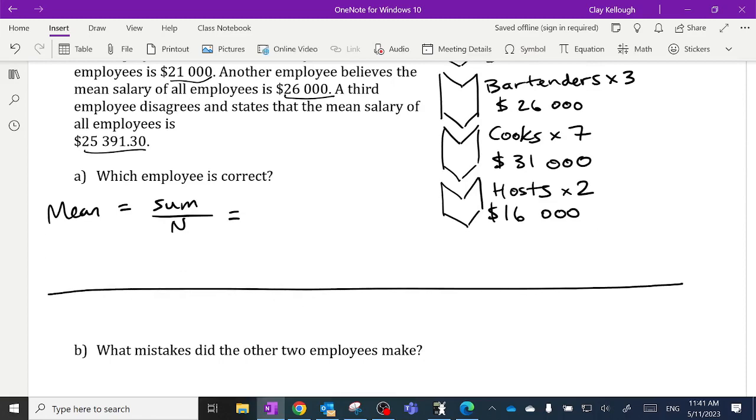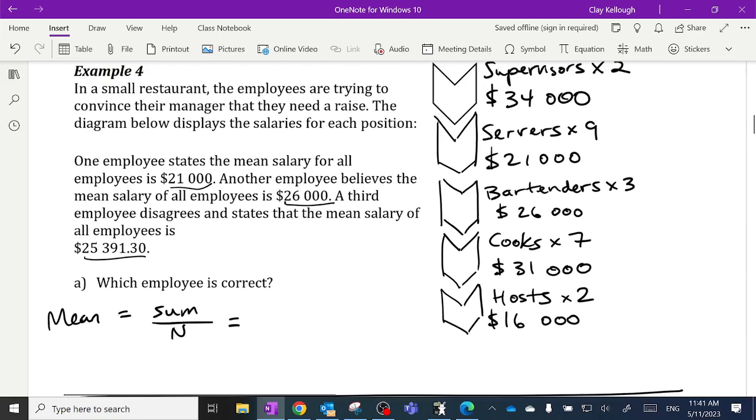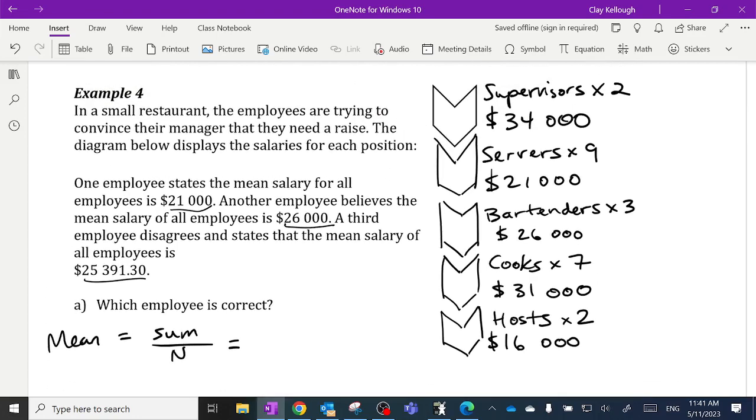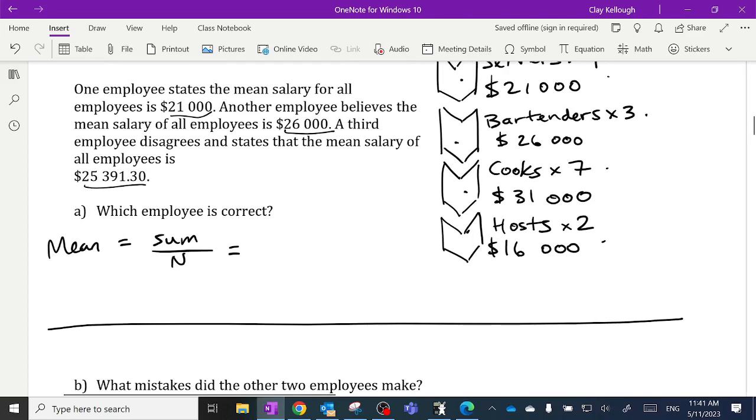How many people do I have working at this restaurant? There might be people who go, oh, you have 1, 2, 3, 4, 5 people. No, there isn't. There's 2 supervisors, 9 servers, 3 bartenders, 7 cooks, 2 hosts. Add that up. 2 plus 9 is 11. 11 plus 3 is 14. 14 and 7 is 21. 21 and 2. There's 23 people working at this restaurant.